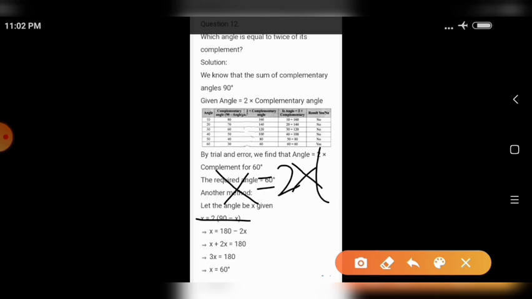90 minus x. Here multiply: 2 into 90, 180. And 2 into x, 2x. And then 2x transfers to the left side, so it becomes positive. x plus 2x, 3x. 3x is equal to 180 degrees. When we divide 180 by 3, we get 60 degrees. x is equal to 60 degrees.